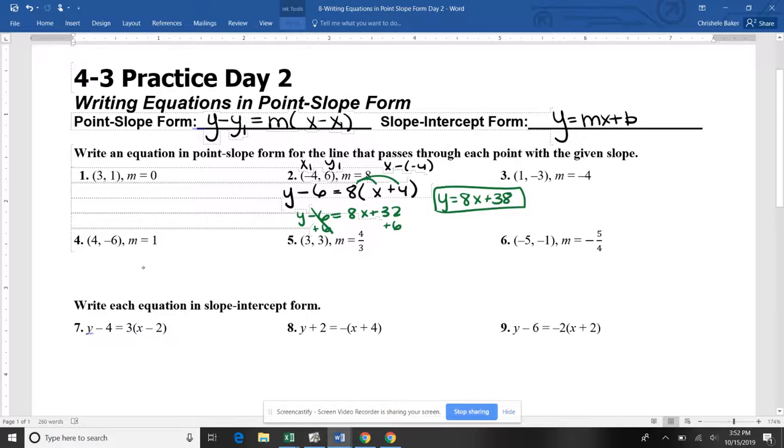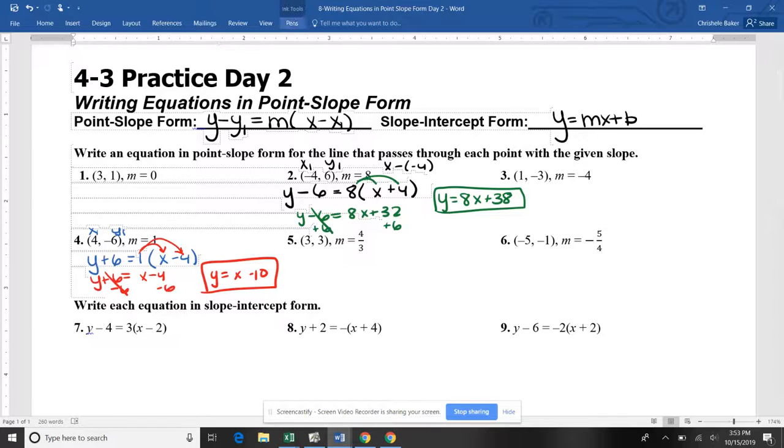So let's go to number 4 here. This is x1, this is y1, that's m. So I have y minus my y value, which I know turns to plus. Then I have 1 times x minus 4. Distributing my 1 is actually the easiest thing ever because 1 times x is x and 1 times -4 is -4. So nothing changes over here. And all I need to do is subtract 6 from both sides to isolate my y. So -4 minus 6 is -10.